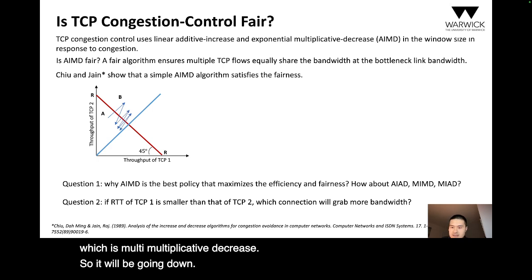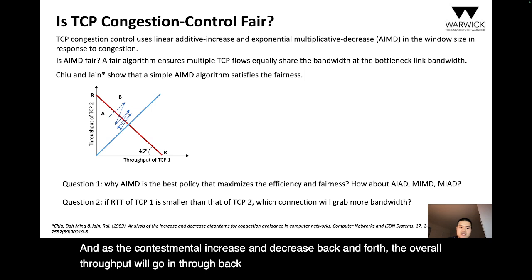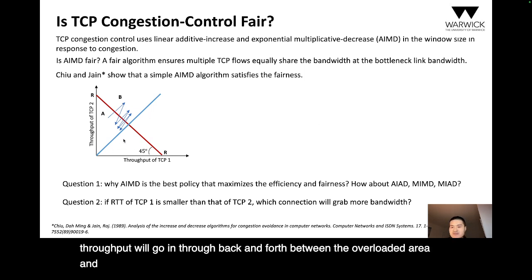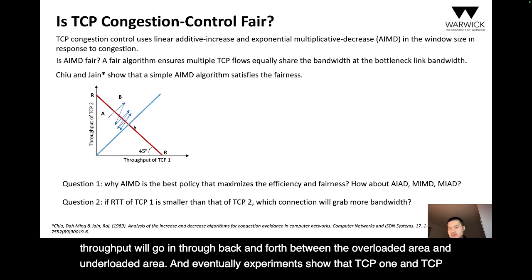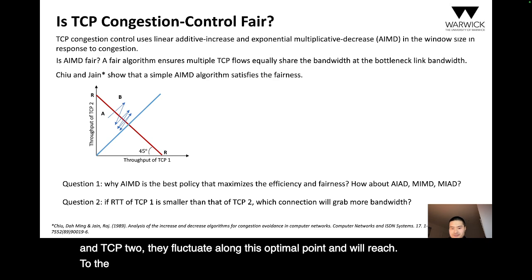As the congestion windows increase and decrease back and forth, the overall throughput will go back and forth between the overloaded area and the underloaded area. Eventually, experiments show that TCP1 and TCP2 fluctuate along this optimal point and will reach the intersection point somehow.